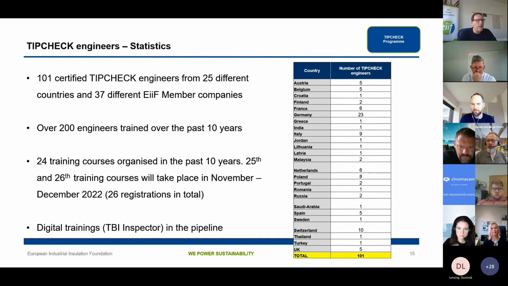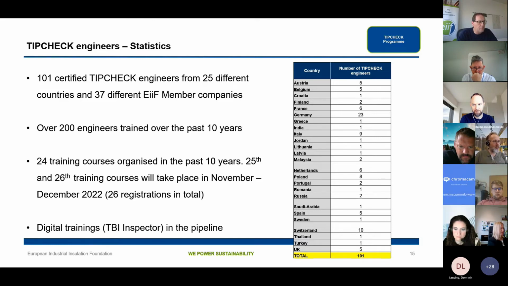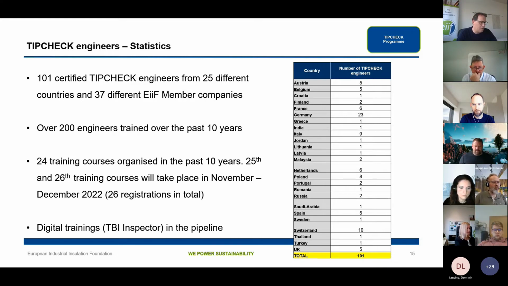To give you a quick update on where we are, you see that we have about 100 certified tip check engineers from 25 different countries and 30 different member companies. You can see that Germany with 23 is still the largest number. You can see that in the Netherlands we have only 6. We will need many more there next year because there's a new law starting on the 1st of January actually asking for tip checks. But we will also touch upon this when we talk about our lobbying activities.